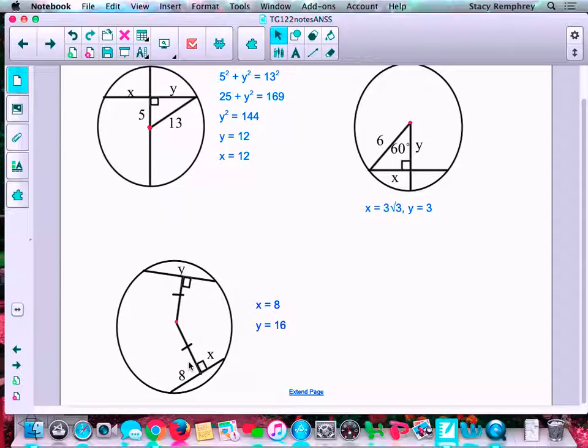Down here, they are equidistant from the center. That's how I mark that. So that this is 8 and it splits the chord into equal parts. So if this is 8, then x is 8. So that's part 1. Then since they're equidistant from the center, the whole chord is equal to that whole chord. Well, this whole chord is 8 plus 8, that's 16. And since this is equidistant from the same center, it's 16.